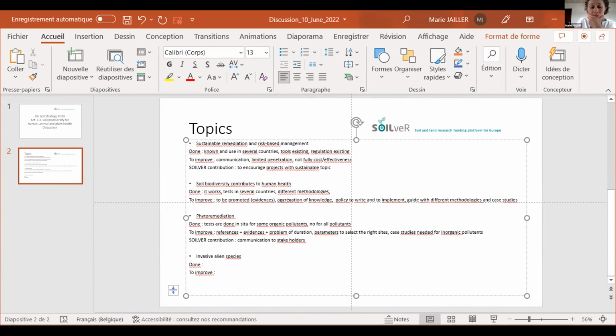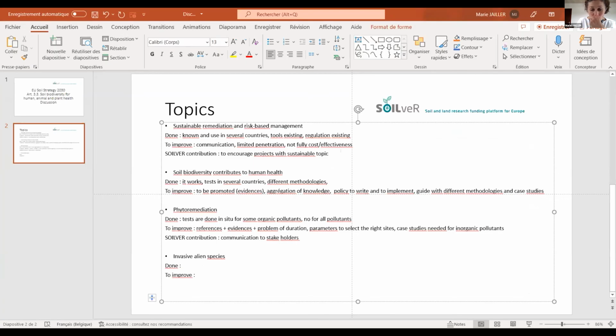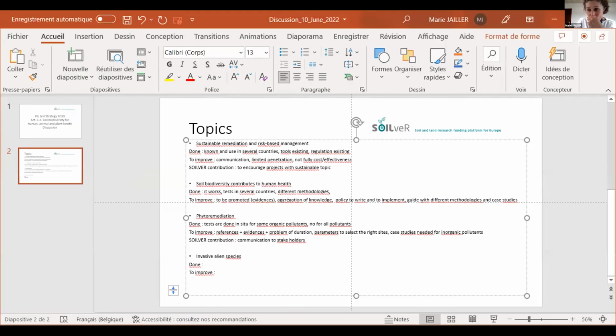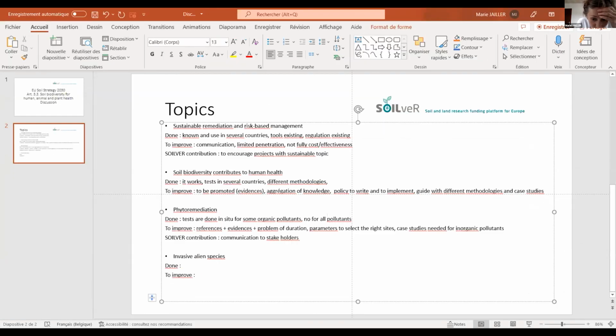I don't know if the person who has made this remark would like to put on the microphone. Yes, I can just explain a little better. It was something from the previous point. Soil biodiversity contributes to human health, and on polluted sites you still have some pollutants. How can you make the balance between the residual pollution and the trees that are already there and have to be preserved for biodiversity?